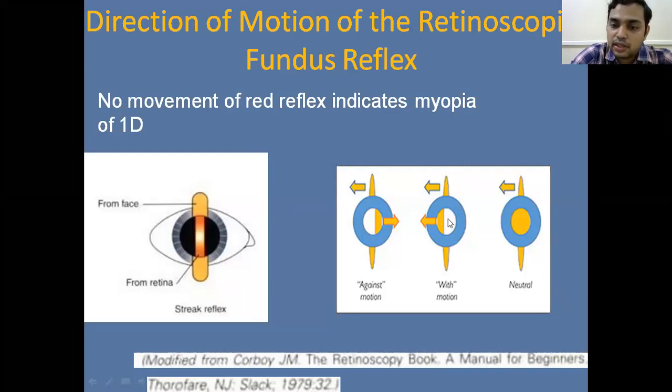It is a with motion. That is, the reflex is moving along with the streak retinoscopy light. The pupillary reflex is moving on the left side, and the streak retinoscopic light is also moving on the left side. This we call a with motion. Here it is the opposite. That is against motion. The streak retinoscopic light is moving on the left side, and the pupillary reflex, the retinal reflex, is moving towards the right side. We call it against motion.